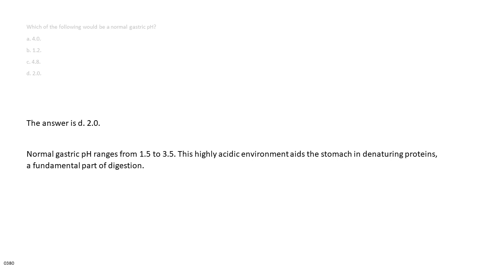Normal gastric pH ranges from 1.5 to 3.5. This highly acidic environment aids the stomach in denaturing proteins, a fundamental part of digestion.